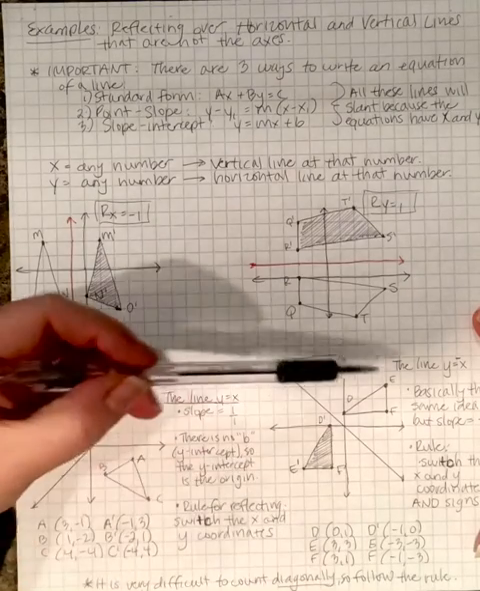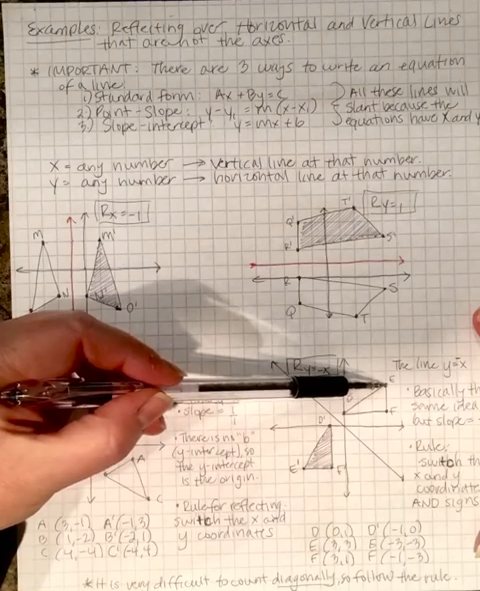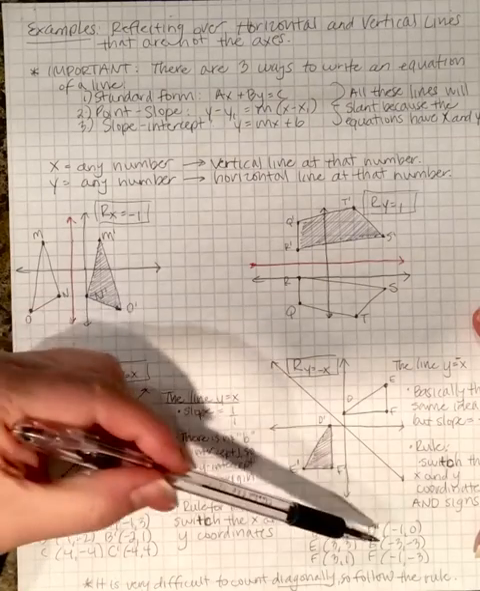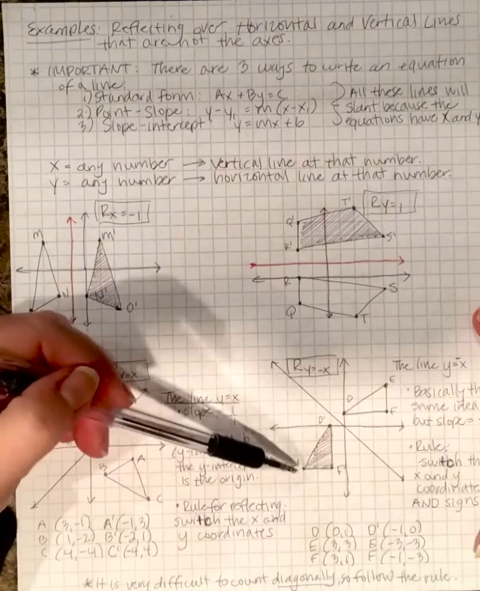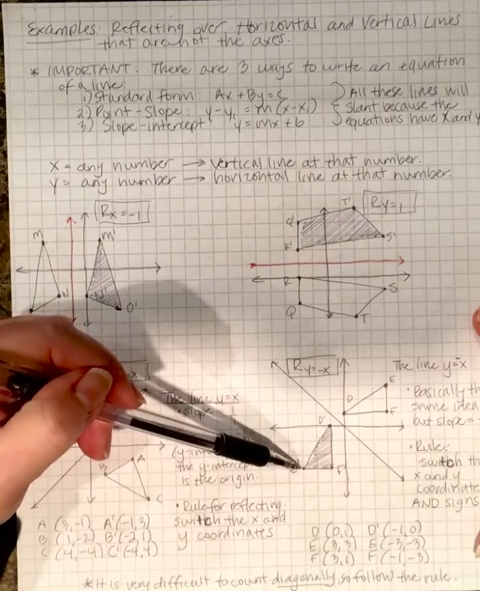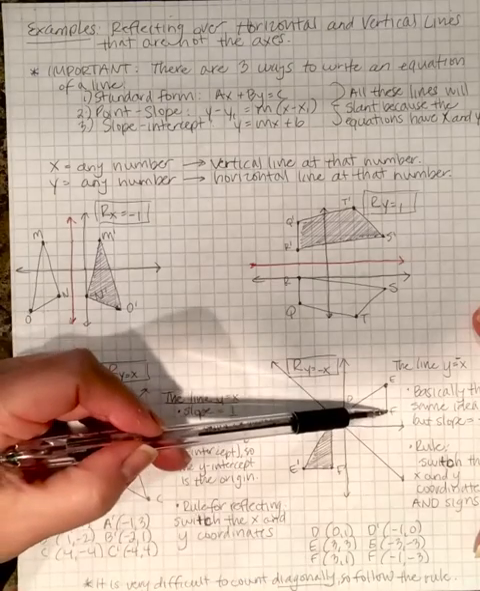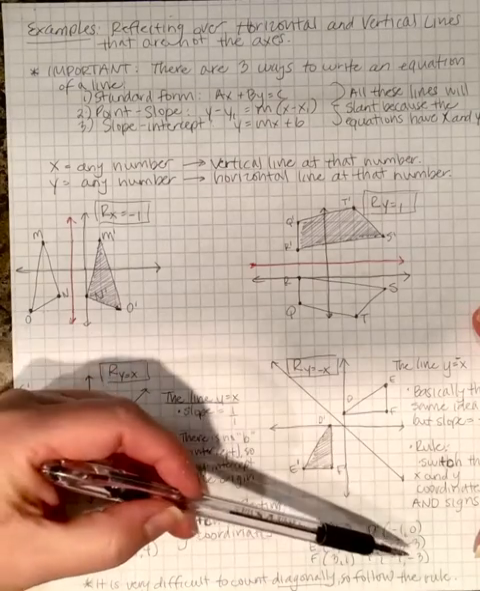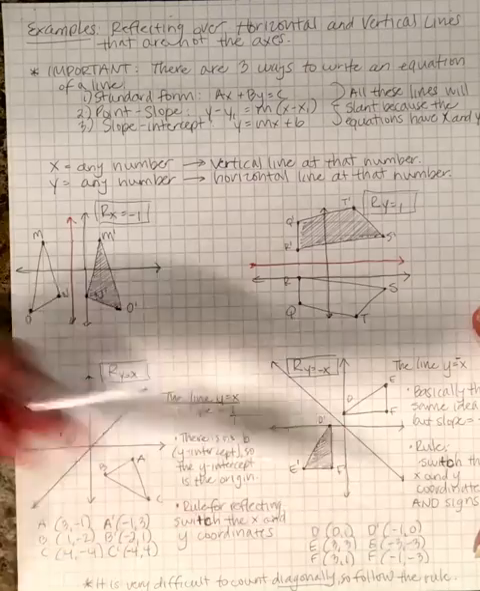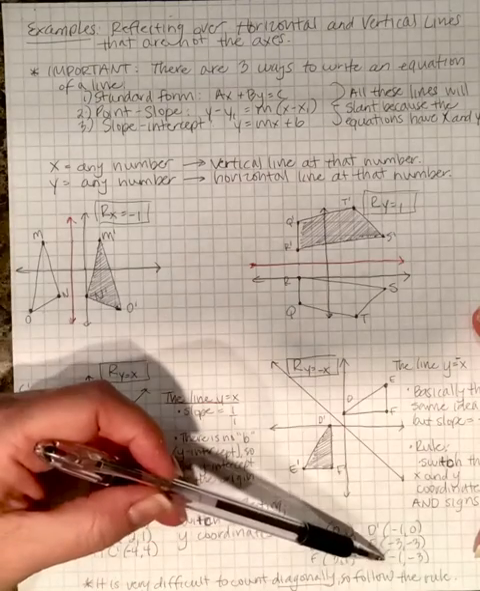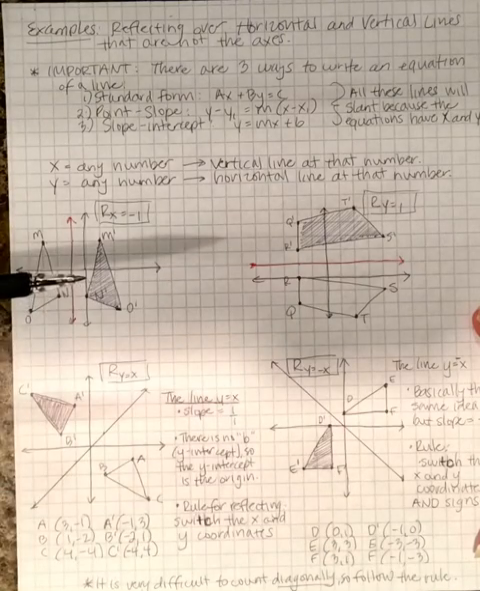The original E was (3, 3). So I switched them and switched the signs. So E prime is (-3, -3). The original F was (3, 1). So when I switched the numbers and switched the signs, now I have (-1, -3).